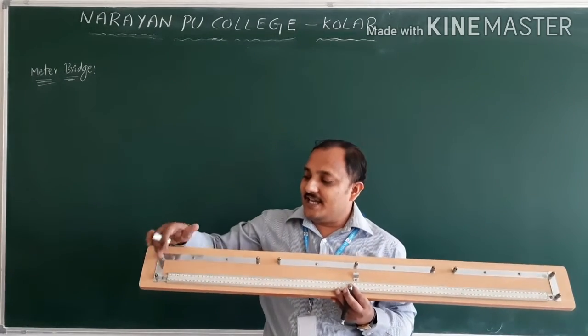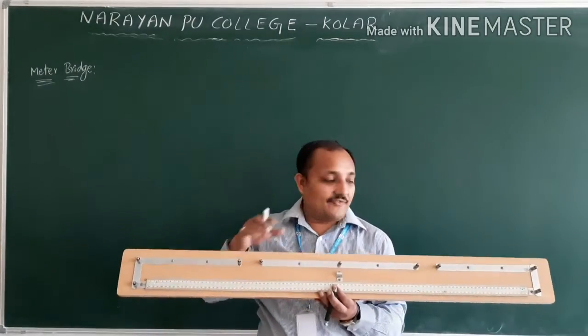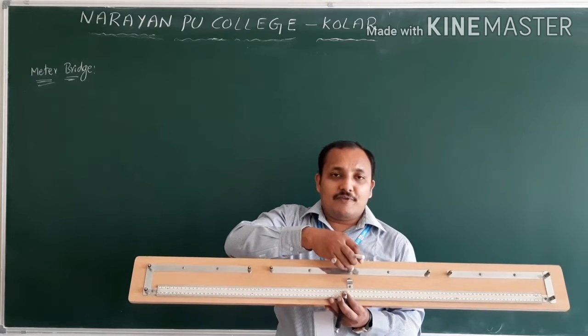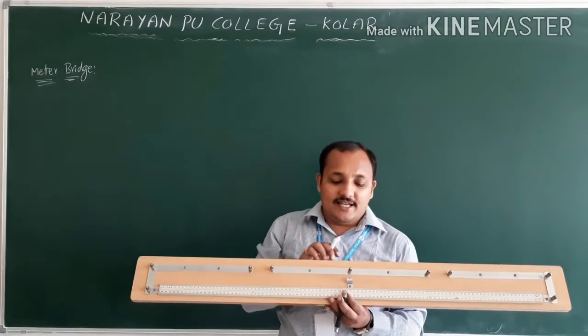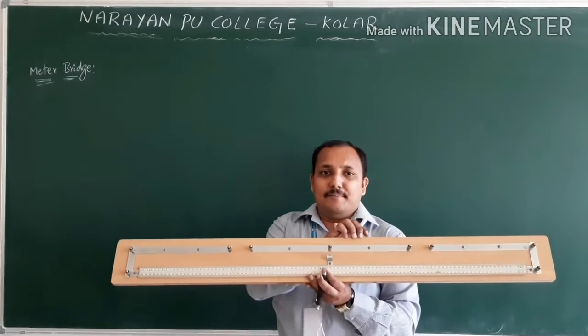This is an L shaped metal strip. This is another L shaped metal strip. This is called the left gap, this is called the right gap. So from here I am going to show you points A, B, C like that. Once again I will show after drawing on the board. This is nothing but the meter bridge.